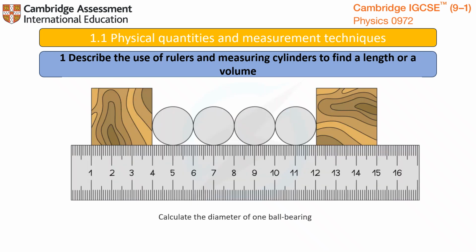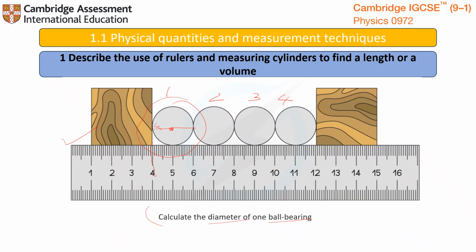So based on what we have learned till now, let's attempt this problem. This is a previous year question paper problem. Here we are given a figure and it is asked to calculate the diameter of one ball bearing. So this is a ball bearing, and this is the center point, and this is the diameter of the ball bearing. So we have one, two, three, four ball bearings, and we are given the reading also.